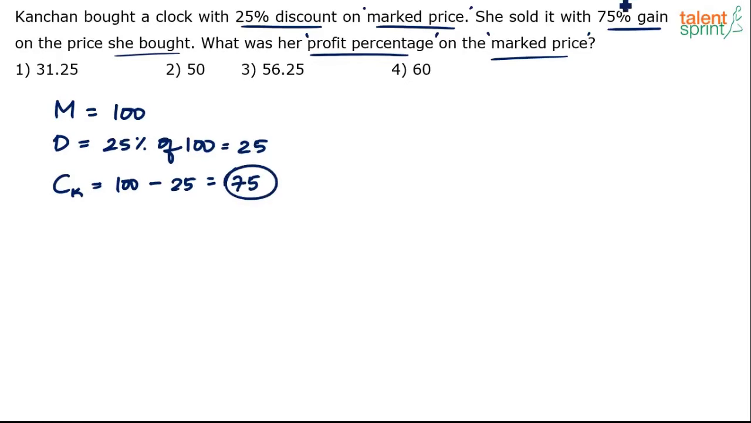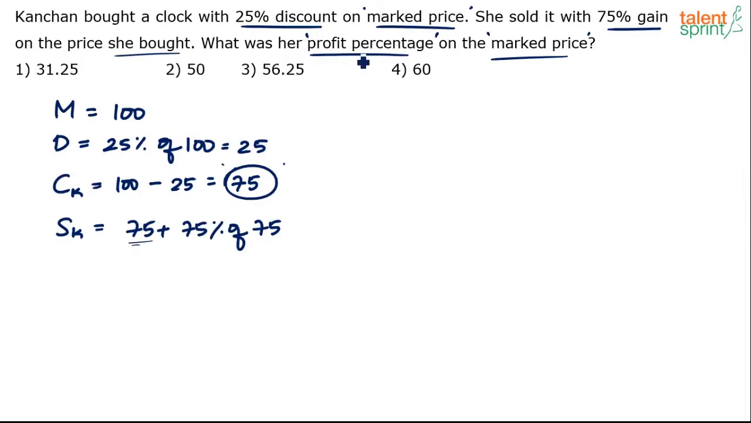Now she sold it with 75% gain on the price she bought. She bought at 75 rupees. She sold it for 75% profit. So what is the selling price for Kanchan? Selling price for Kanchan is going to be 75 rupees cost price plus 75% of 75 rupees. You getting it? That is the cost that she has incurred, plus she made a profit of 75% on this 75 rupees. So 75 plus 75% of 75. So you will get the selling price.